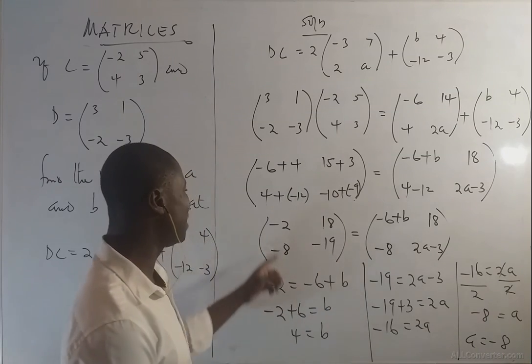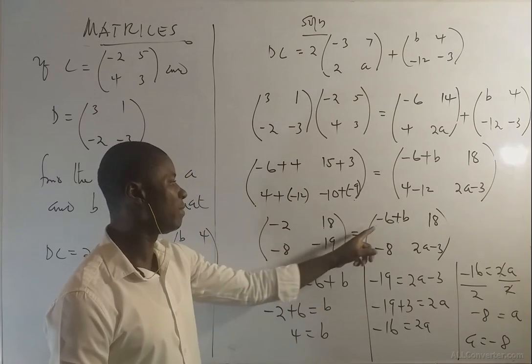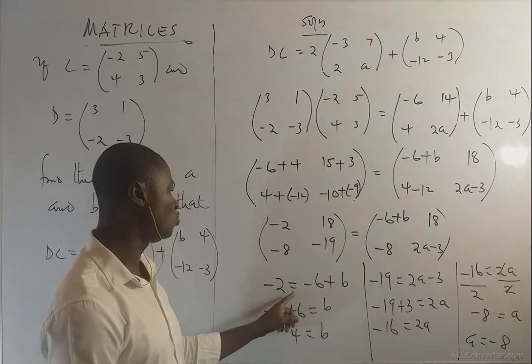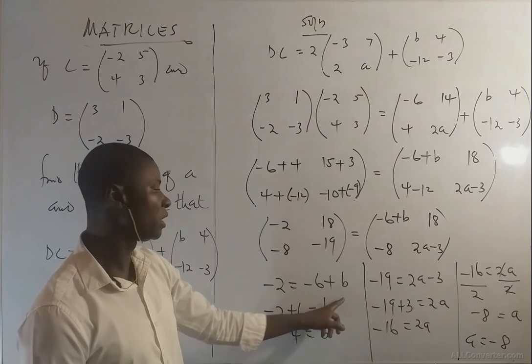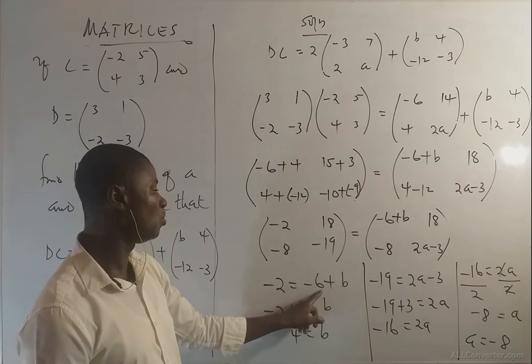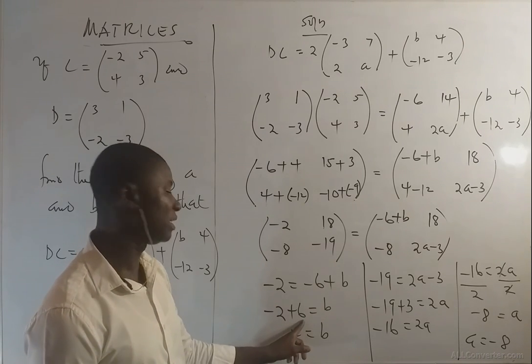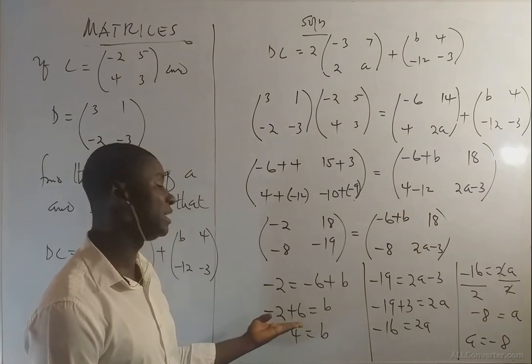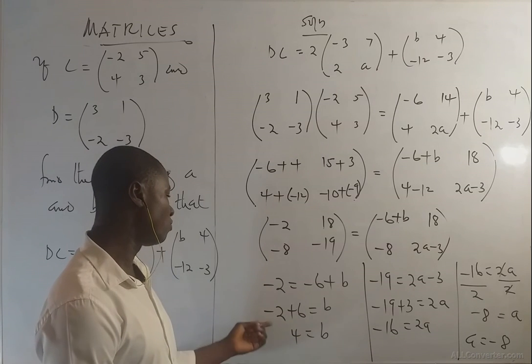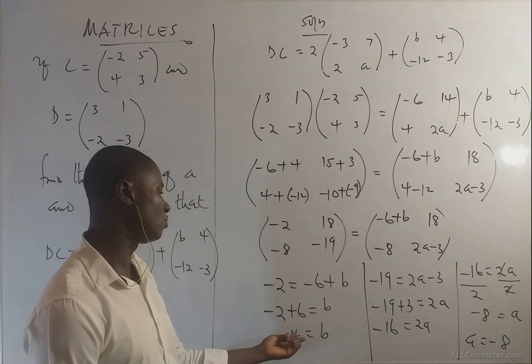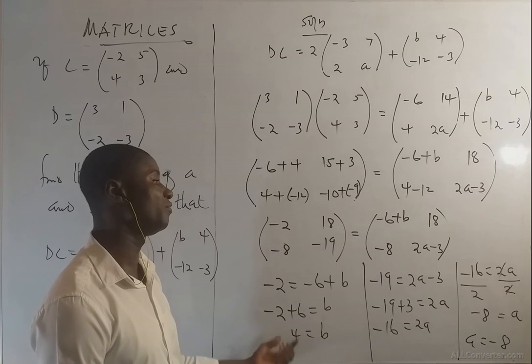And so if we equate the minus 2 to minus 6 plus B, then we have minus 2 equals minus 6 plus B. Then we need to make B the subject. So we group the constant on the left hand side. That's how come minus 6 became plus 6 on the left hand side. And I guess I've explained this. You know why it's plus 6. So minus 2 plus 6 will give us 4. So we have 4 equals B. That means B is equal to 4.